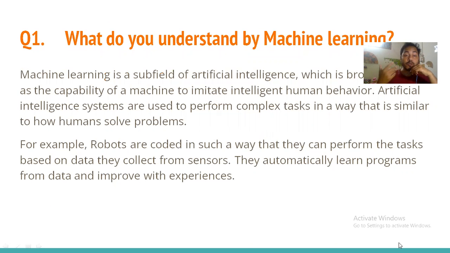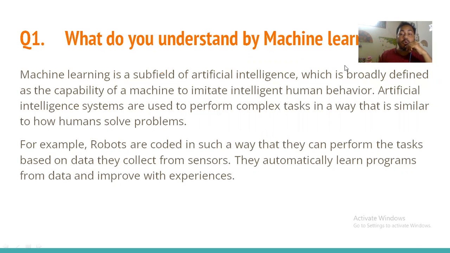Why, I mean, what do you understand by the term machine learning? So machine learning is nothing but a subfield of artificial intelligence, which is broadly defined as the capability of a machine to imitate intelligent human behavior. Artificial intelligence systems are used to perform complex tasks in a way that is similar to how humans solve problems.